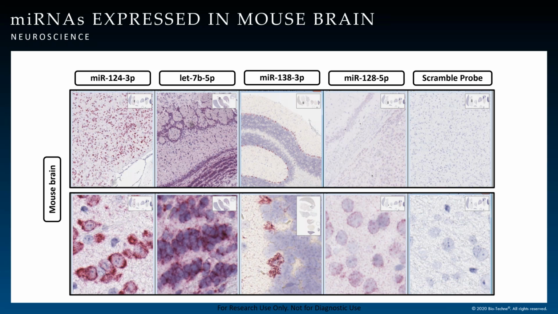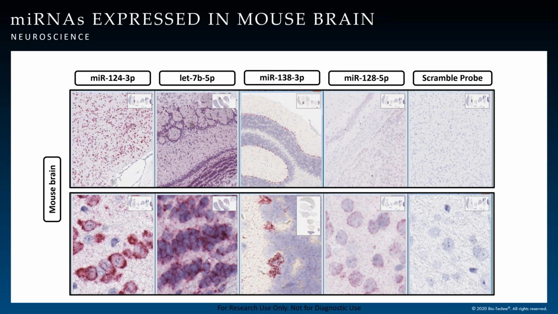Next, we have miR-138-3P, which shows you the spatial resolution of this particular assay. It provides the morphological context to understand the function of this microRNA, as it is particularly expressed in Purkinje cells in the cerebellum. This microRNA plays an important role in cellular differentiation and maintenance of this particular cell type.